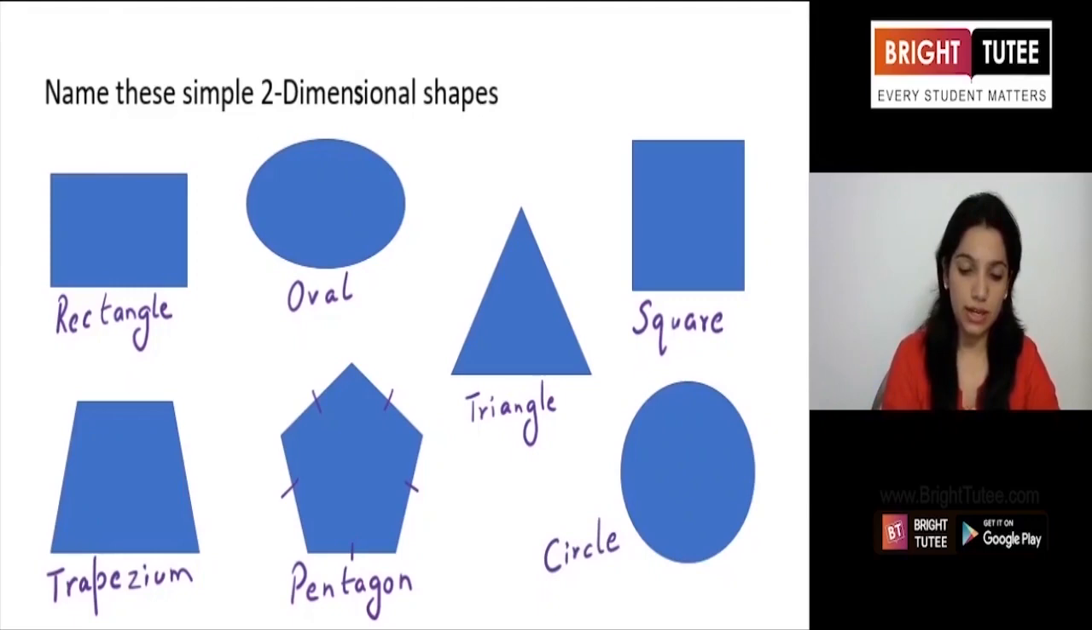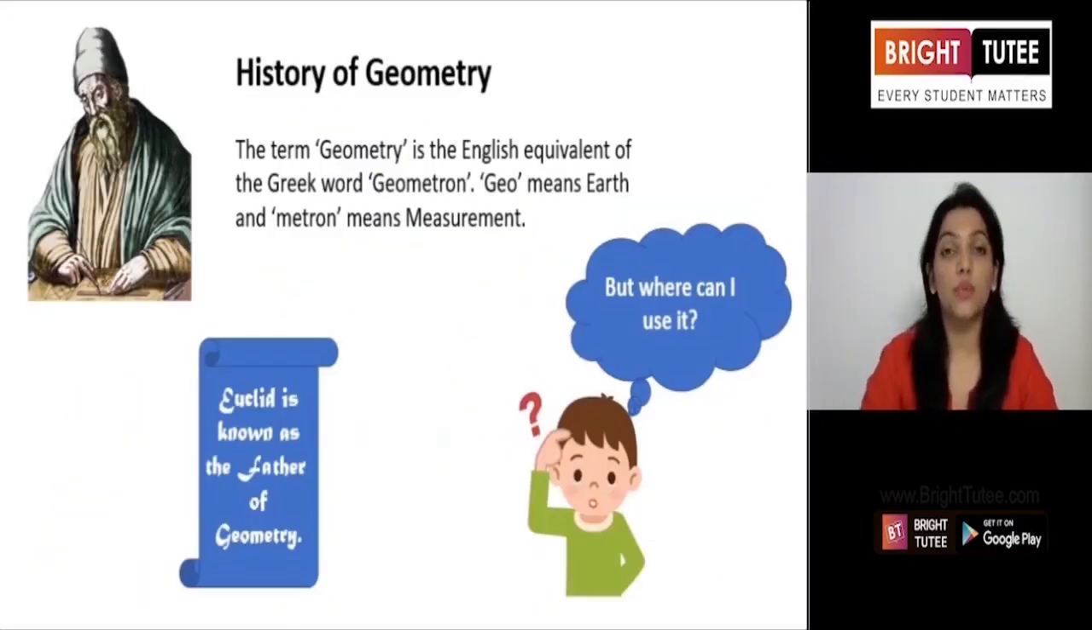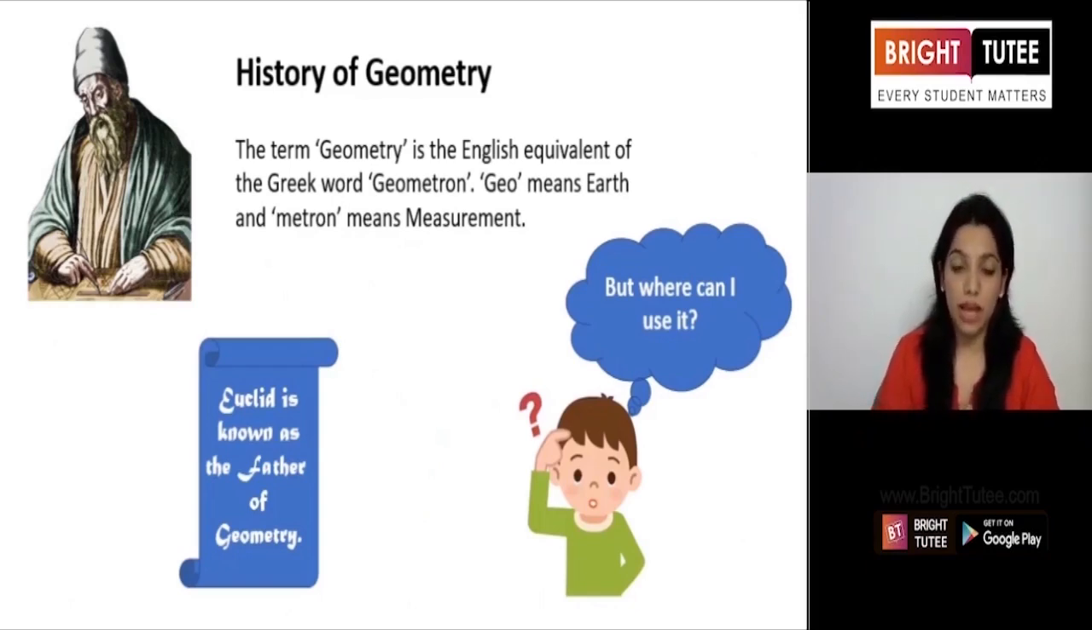Now moving ahead in our lesson, we are going to start with the history of geometry. The term geometry is the English equivalent of the Greek word geometron, where geo means earth and metron means measurement. So anything that we are measuring on this earth, everything is combined in geometry. And do you know the image that you see here? This particular person that you see in this image is called the father of geometry.